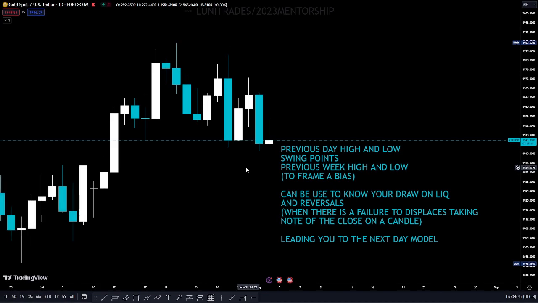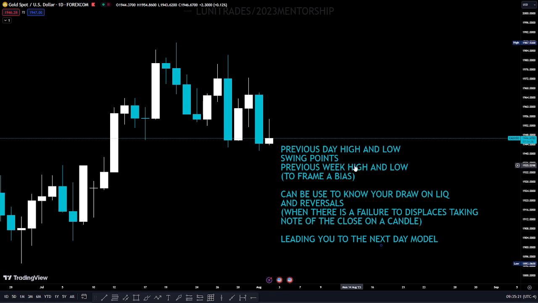In this section, we'll be talking about your daily bias and how you can frame a trade just using your daily candles. To start, you have to know three important things first: your previous day high and low, your swing point, and your previous week high and low. Those are the points you're going to take note of while framing a trade. So that will frame your bias. You understand? As written on the screen here.